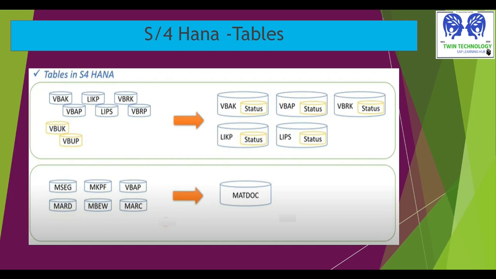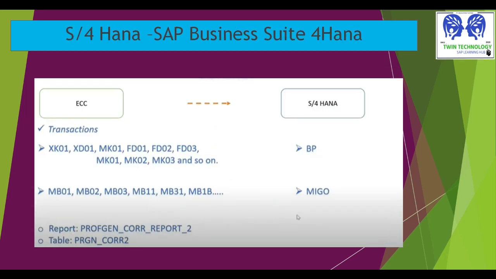So it is an easy way to access the business data in S4 HANA. It's not only a database, S4 HANA. So that is an easy way to access the business data from anywhere, from any kind of device. And see here, it's showing a report and a table name, PROFGEN underscore CRR and report underscore 2. This is the program.